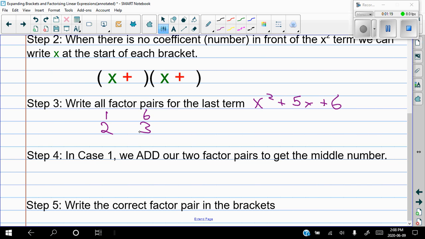Notice, step 4 says we want to add to get our middle number. So I'm just simply going to put an add between each of these. And so we get 7 and 5. Which number matches our middle number? Well, it's this row. So we have our 5. So we know that inside of our brackets are going to be 2 and 3. I'm just going to fill these in our brackets with 2 and 3. And it doesn't matter if we have x plus 2, x plus 3, or x plus 3, x plus 2, because it doesn't matter the way we multiply.